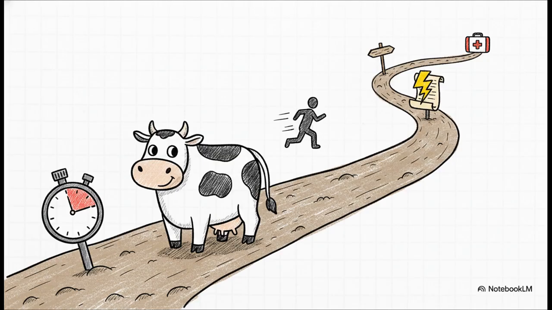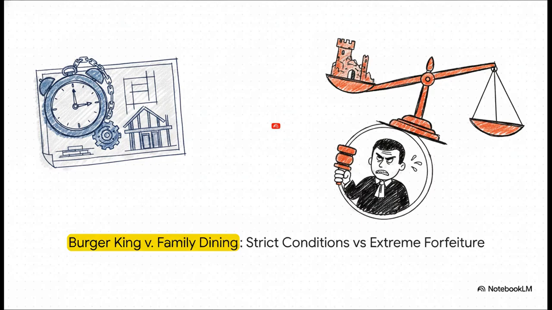Keep an eye out for A, anticipatory repudiation, which is just when a party backs out early. Then figure out who bears the R for risk of loss. See if performance is D for discharged by something crazy like impossibility. Determine if there's a material or minor B for breach, which of course finally leads us to R for remedies. And this brilliantly illustrates our point. Let's look at the famous case of Burger King versus Family Dining.